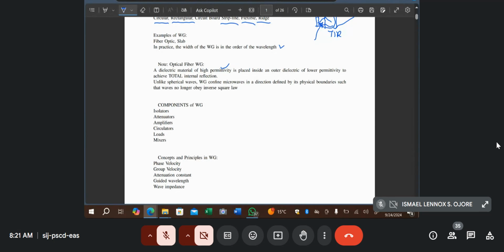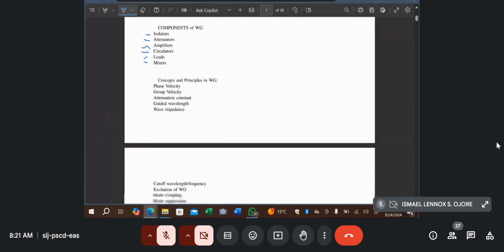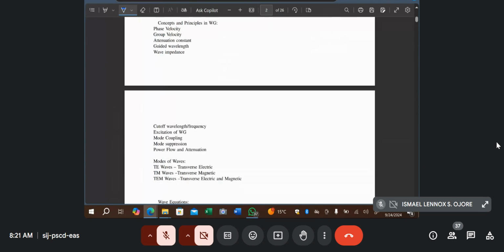So the components of a waveguide can be there. You can use isolators, attenuators. You'll be able to see this in the lab. I think probably you saw it when you were in 4th year. Circulators, mixers, and loads. Okay, and here you need to define a few concepts when we talk about group velocity, phase velocity, attenuation constant, the guided wavelength, wave impedance. What are these concepts? All right, and also cutoff wavelength.